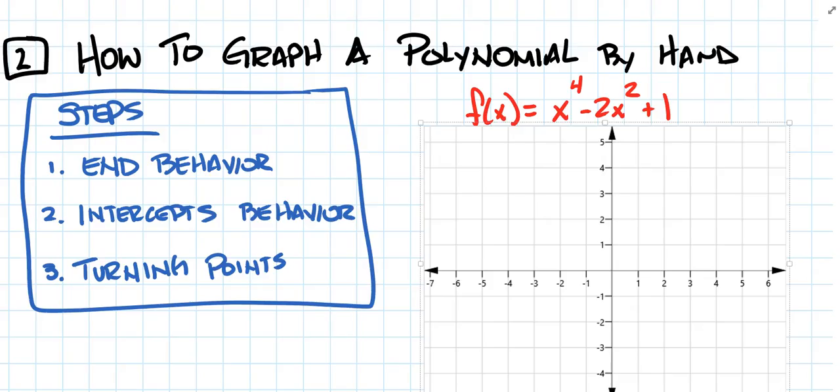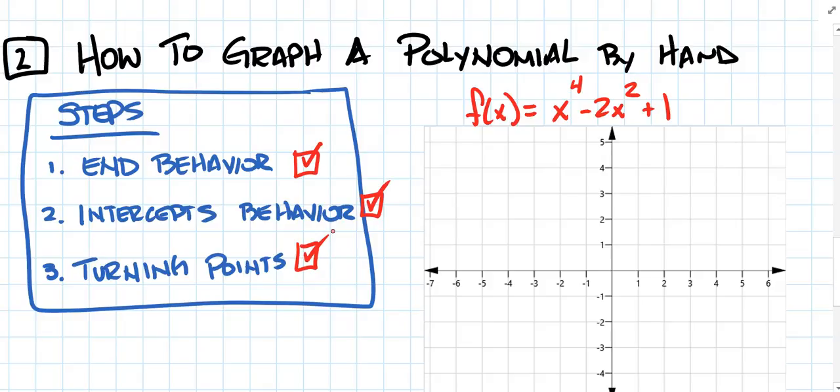Okay, box number 2, we are going to do an example together. I'm going to show you how to graph a polynomial function by hand. We're going to follow these 3 simple steps. First, we're going to determine the end behavior. Then we're going to figure out the intercepts, whether it passes through or it turns around. And then we're going to figure out the total number of turning points that this polynomial can have.